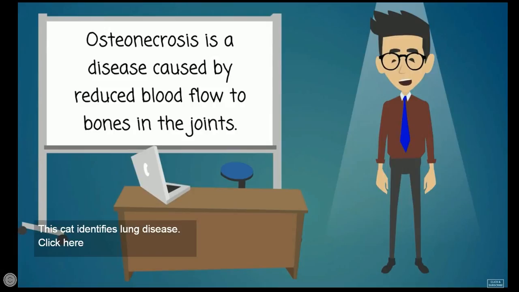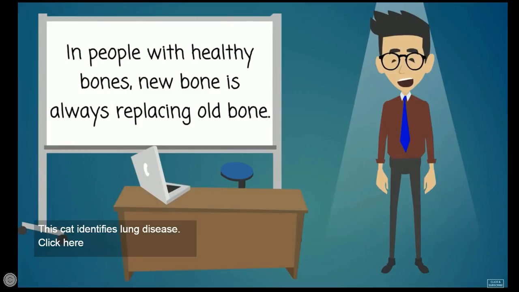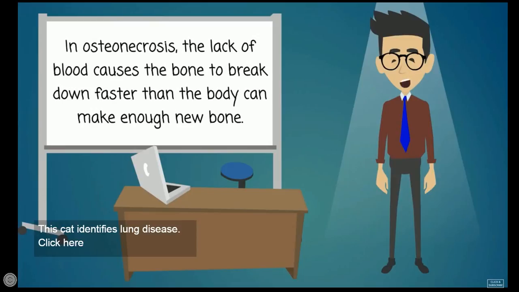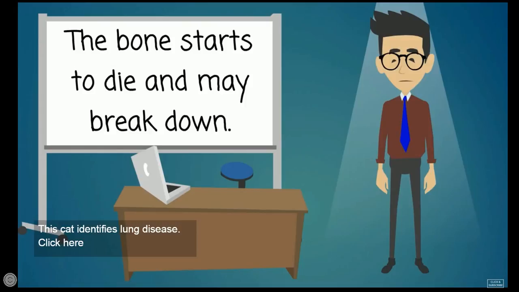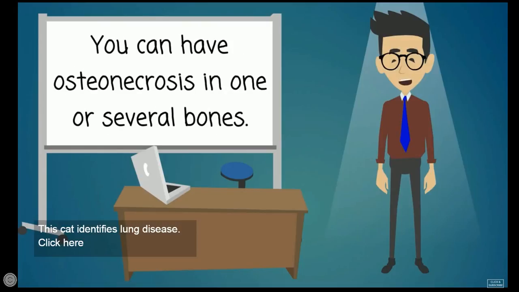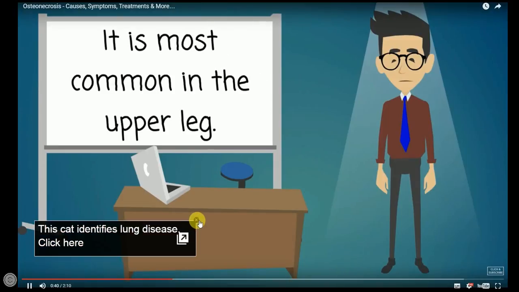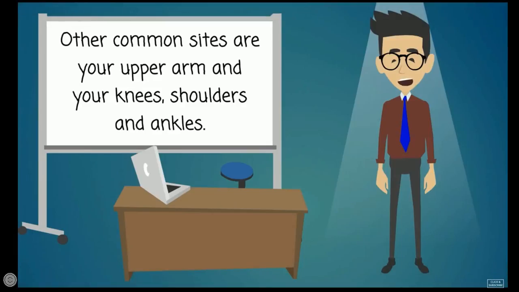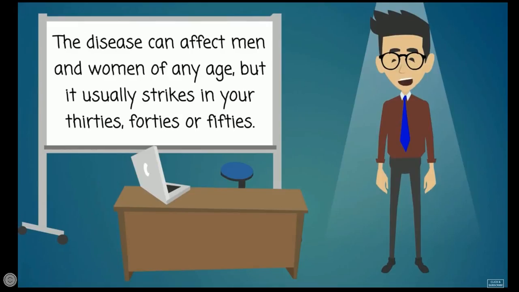Osteonecrosis is a disease caused by reduced blood flow to bones in the joints. In people with healthy bones, new bone is always replacing old bone. In osteonecrosis, the lack of blood causes the bone to break down faster than the body can make enough new bone. The bone starts to die and may break down. You can have osteonecrosis in one or several bones. It is most common in the upper leg. Other common sites are your upper arm and your knees, shoulders and ankles. The disease can affect men and women of any age, but it usually strikes in your 30s, 40s or 50s.